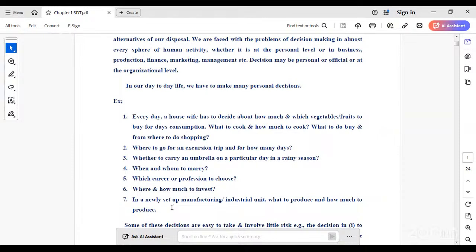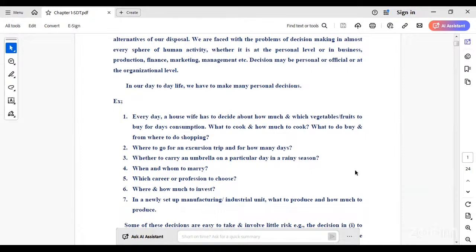Then over here, in a newly set up manufacturing industrial unit, what to produce and how much to produce. So newly we started a business. In that business, the main motto is to earn profit only. So how much to produce and what type of product is produced? Before we take these types of decisions, first of all we have to think about the market condition. Market condition is important. In the market, what type of product the general public is expecting, which type of goods they require, and what type of services are required for them. Based on that, we go for producing and deciding how much to produce here.